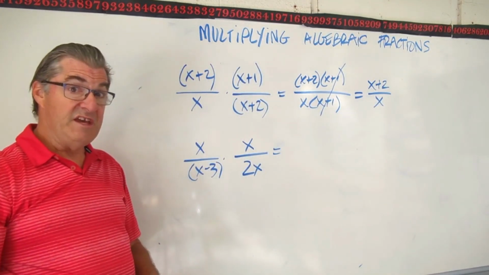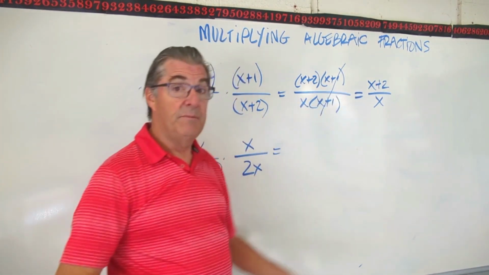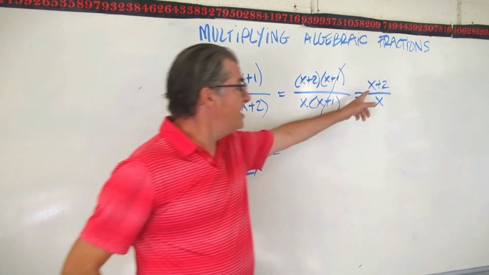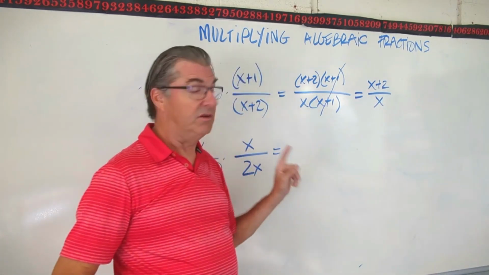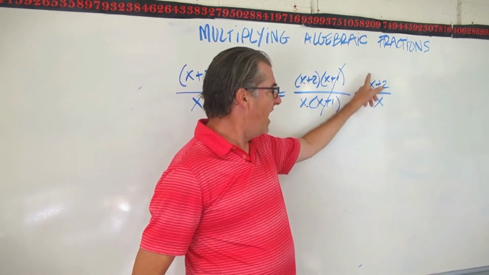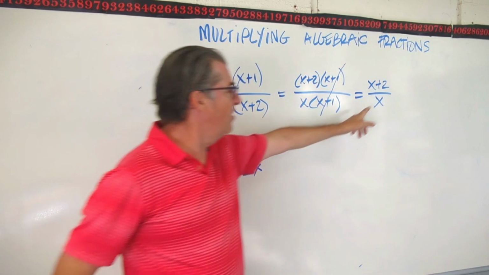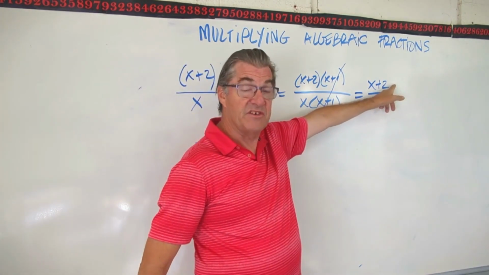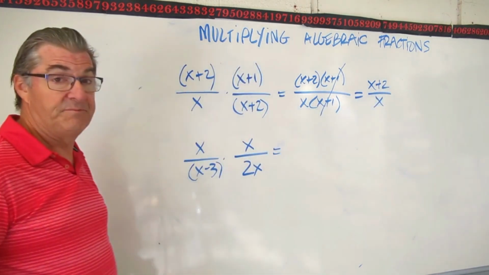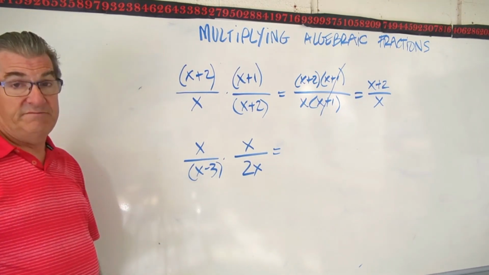Now, you might think you can cancel these two x's, but that would be wrong. If it was x times 2, we can cancel. But since it's x plus 2, I cannot cancel those because there's no x in that term. I would need an x there to be able to cancel. Okay, try this one, see what you get.